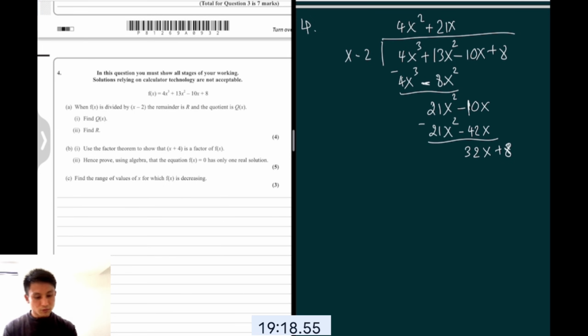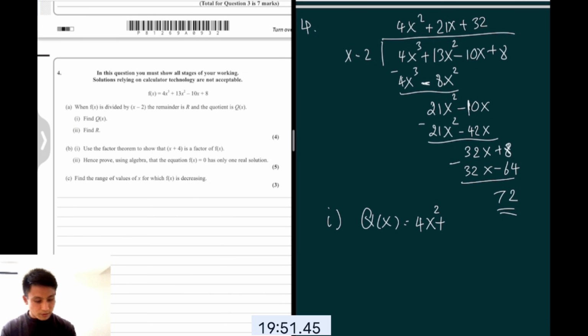And repeat the process. So first term dividing into the first term, we get plus 32. And then 32x minus 64. We subtract again. So that would give us the remainder of 8 minus minus 64 would be plus 72, yeah, as the remainder. I'm just checking the math. So part I, q(x) is basically 4x squared plus 21x plus 32 and R is just 72.